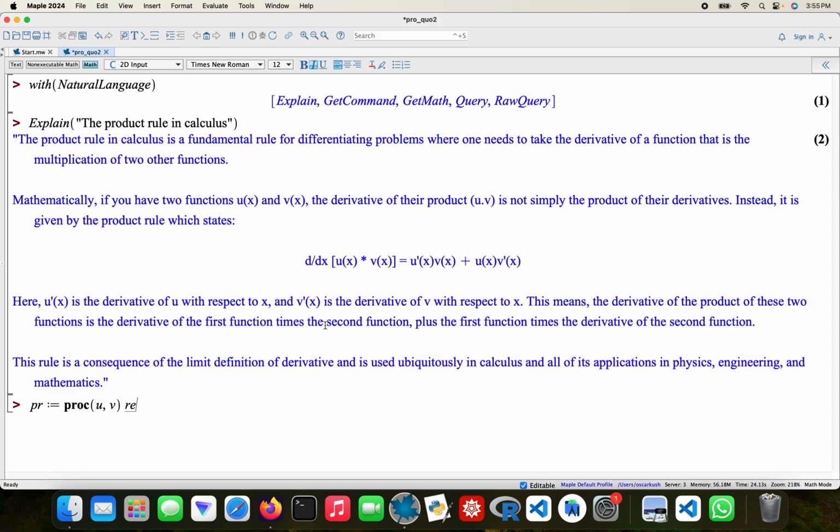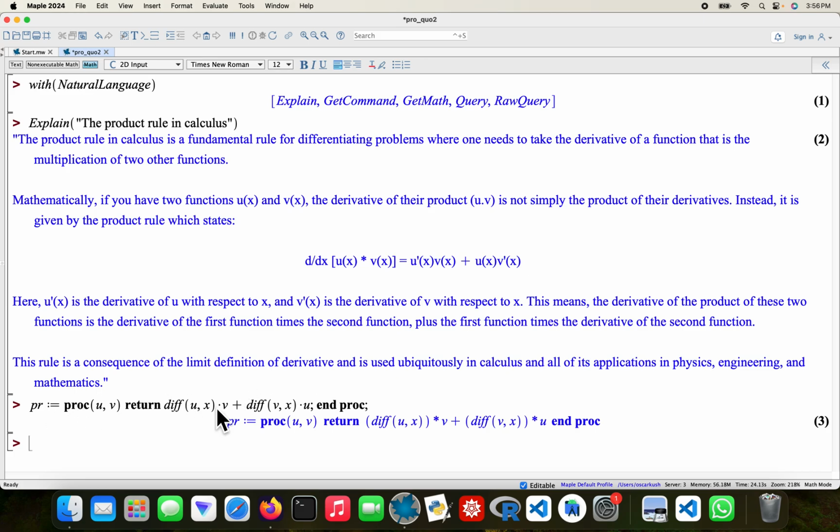And then return. The product rule will also differentiate: diff of a function U with respect to X times V, plus then differentiate again a function V with respect to X times U. And then type in end proc. There we are. So that's programmed, and if I just type in PR, it will call that function.